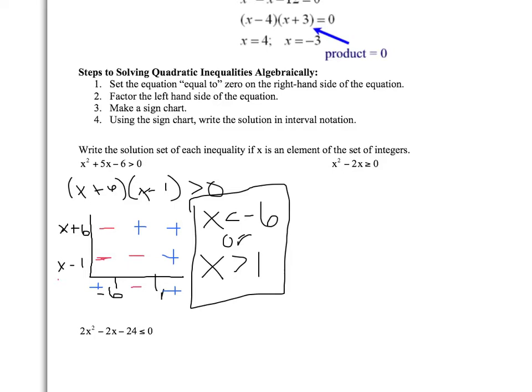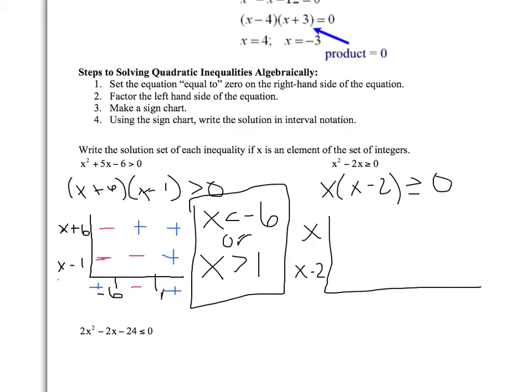Okay, and that's it. Let's try another one. On the right-hand side, in order to solve this, we take out a GCF. So it's x times x minus 2 would be greater than or equal to 0. We make our sign chart. Our factors go on the left-hand side, so x and x minus 2. On the bottom, we write our answers as if we were to solve this.